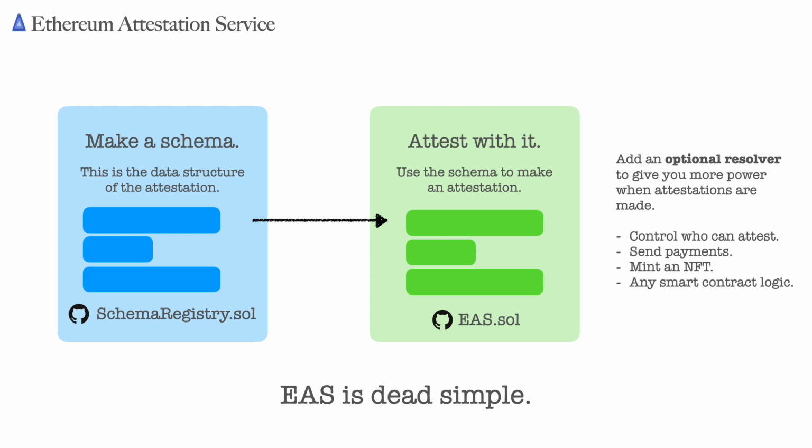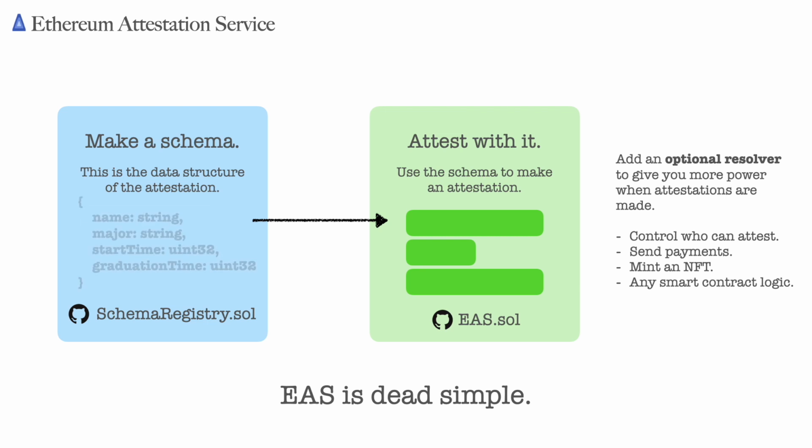The Schema Registry contract allows us to register any structured data about any topic. For example, if a university attests to your diploma, the schema could include your name, your major, and when you started and graduated from the university. Once we have registered your schema, we can use the EAS contract to make attestations using the registered schema.